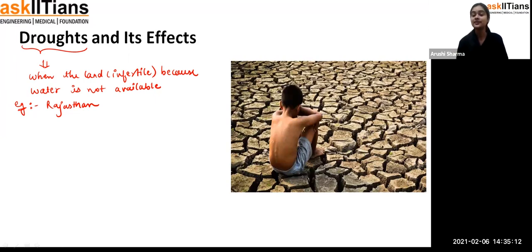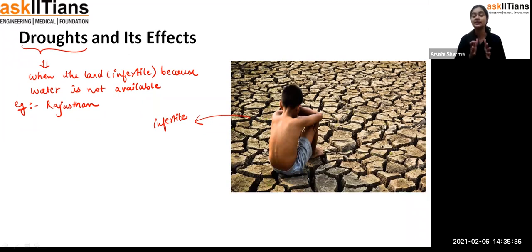So as you can see, students, in this picture the land is so infertile that it has cracks in it, because the water is not there. When water is present in the soil, the soil always has some moisture, but here there is no water, no water droplet, that is why it is so solid and the cracks are there. So that is the effect of the drought, students.